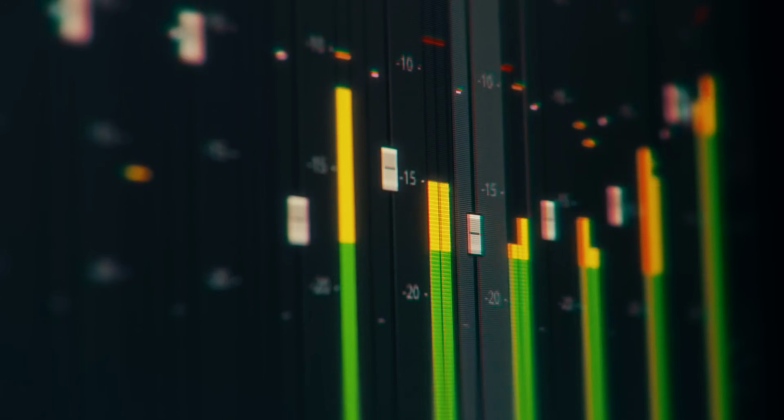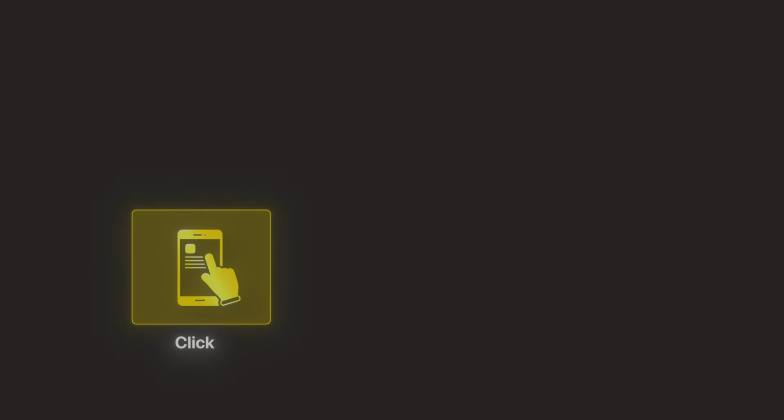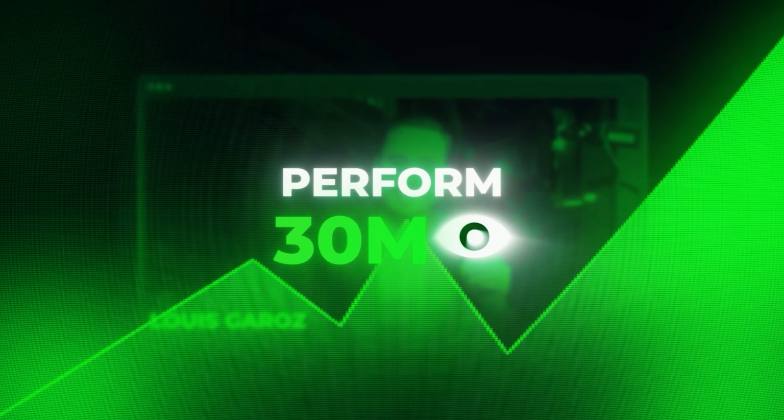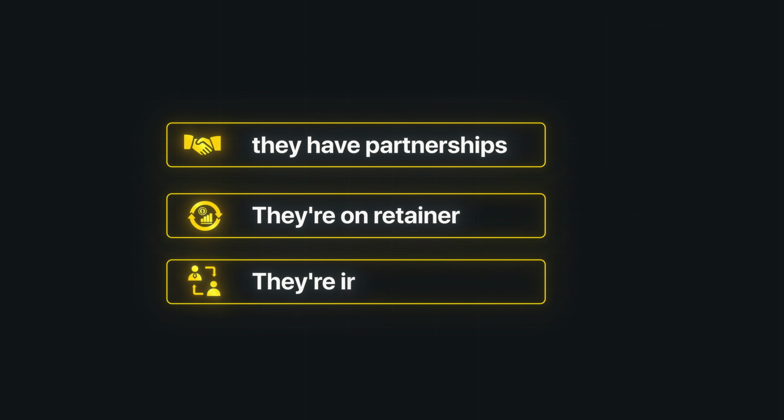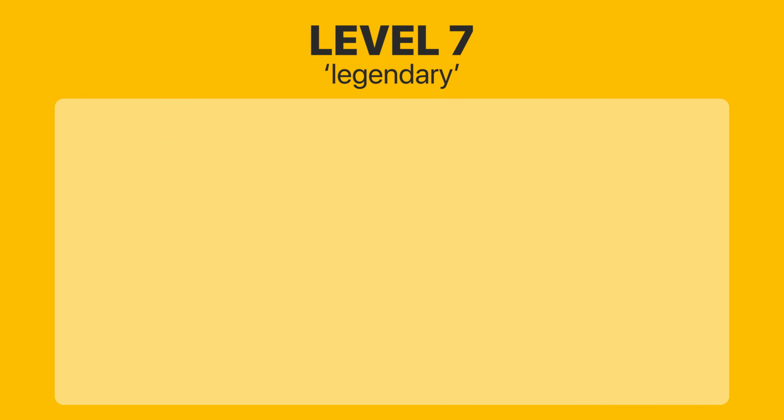They have mastered platform psychology. They understand why viewers click, why they stay, why they buy. Their edits are strategic weapons designed to have specific outcomes, to have specific results. Level 6 editors don't have jobs. They have partnerships, they are on retainer, and most importantly, they are irreplaceable, to the point that their clients panic when they are not available.